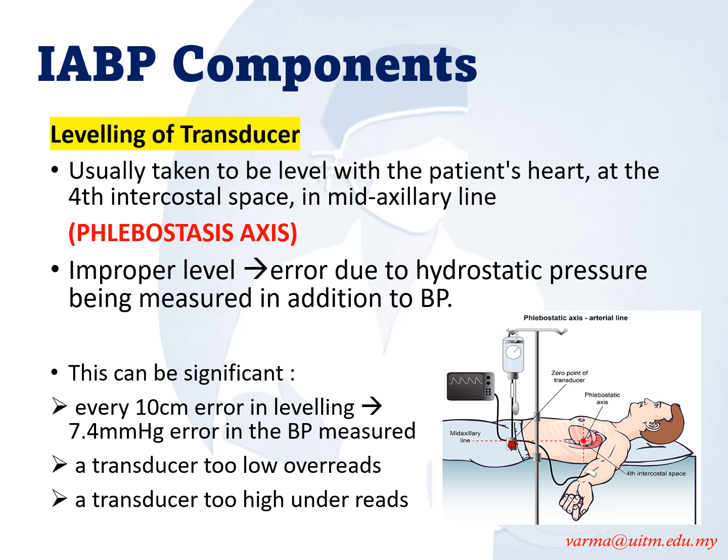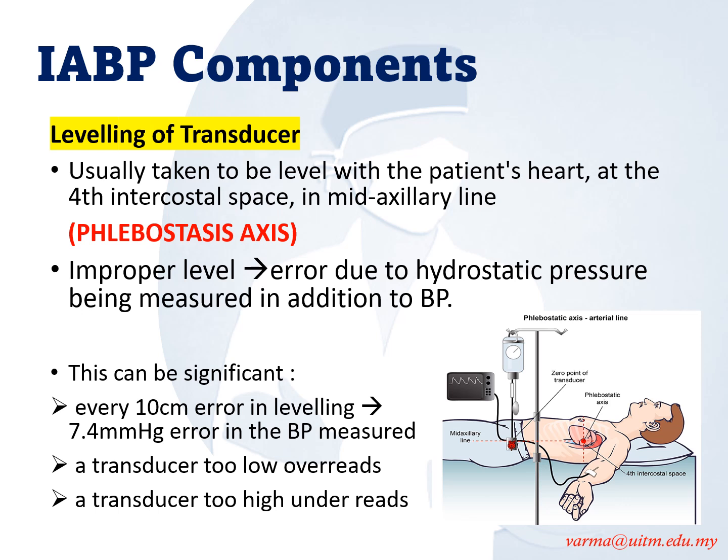It is called phlebostasis. Improper leveling of your IABP transducer causes an error due to hydrostatic pressure being measured in addition to blood pressure. Any change in the transducer level from the patient's phlebostatic axis causes a difference in hydrostatic pressure, which is added onto the blood pressure measured and causes an inaccuracy. Bear in mind that for every 10 centimeter error in leveling from the phlebostatic axis, a 7.4 millimeter mercury error in BP is measured. What does this mean?